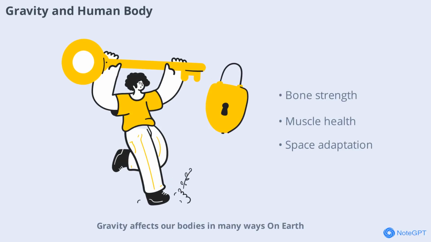Gravity affects our bodies in many ways. On Earth, it helps keep our bones and muscles strong. In space, the lack of gravity can lead to muscle atrophy and bone loss. Astronauts must exercise regularly to counteract these effects. Understanding how gravity influences the human body is essential for planning long-duration space missions and keeping astronauts healthy.